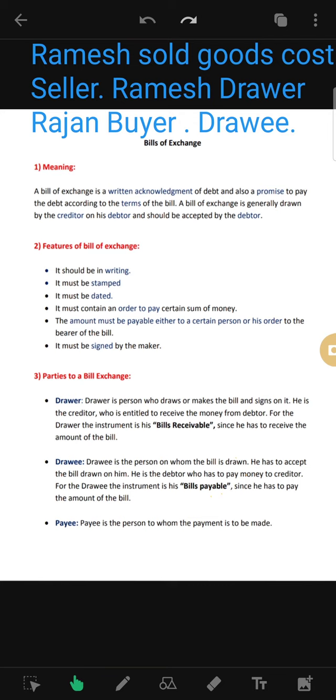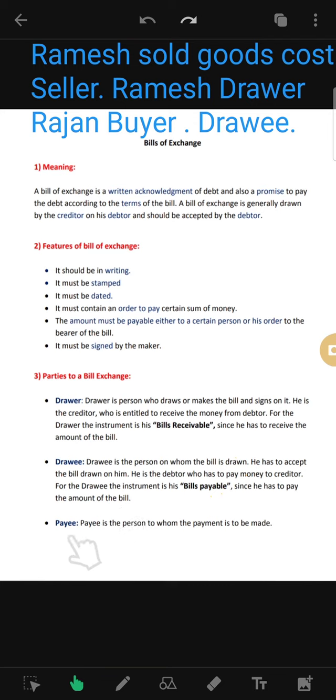A drawee is a person on whom the bill is drawn. So he has to accept the bill drawn on him. He is the debtor who has to make the payment to the creator. So for the drawee, this instrument becomes a bill payable. Why bill payable? Because he is supposed to make the payments to the drawer, since he has bought the goods from the drawer, or in our example from Ramesh. So he is supposed to make the payment to Ramesh after expiry of the period decided between them, since he has to make the payment of the bill amount.